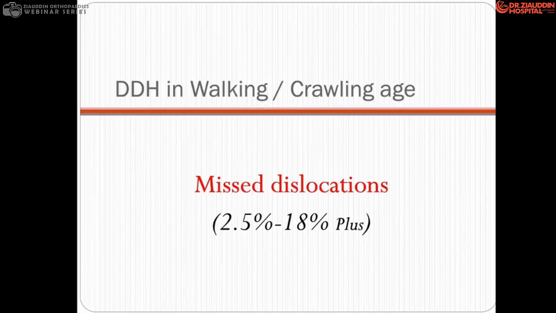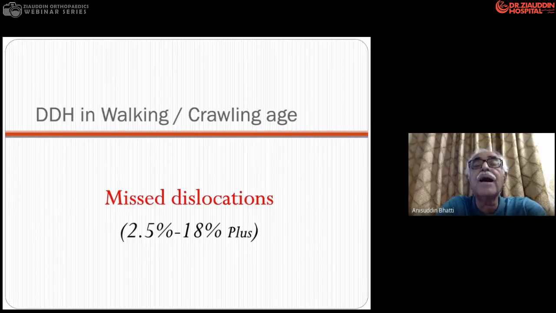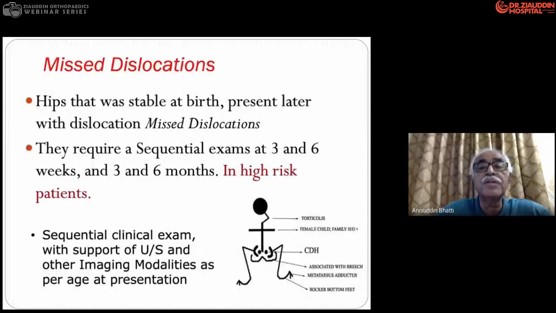But in our part of the world, 45% to 50% of children come to us after walking age. I consider crawling age as walking age, when they start standing. We don't have more data than this, and after this registry which we have developed, inshallah we will come to know the results. So hips were unstable at birth and present later. They were not unstable at screening. They had done the screening protocol. There was no dislocation, but sometimes they missed it.